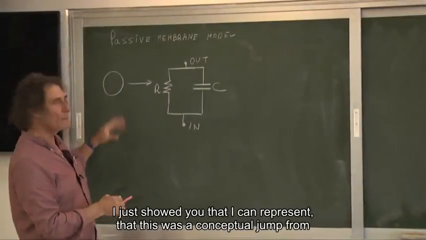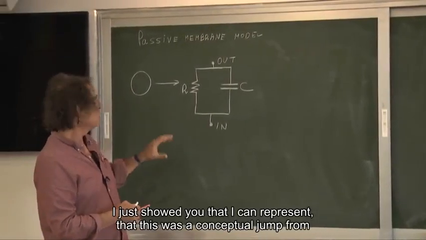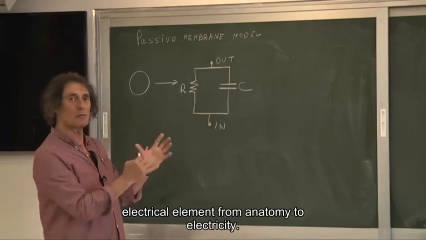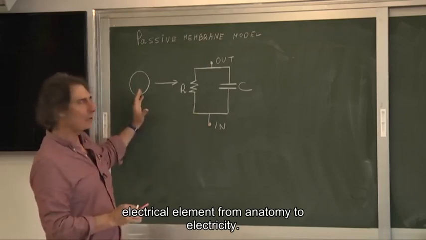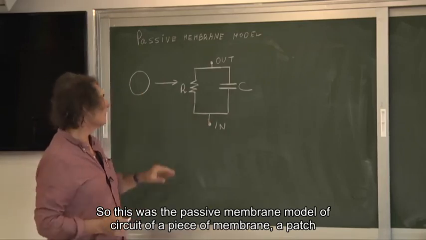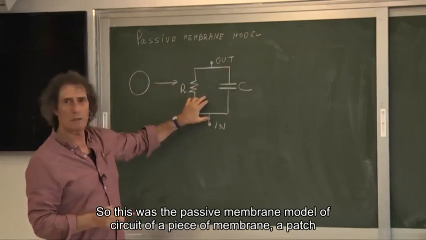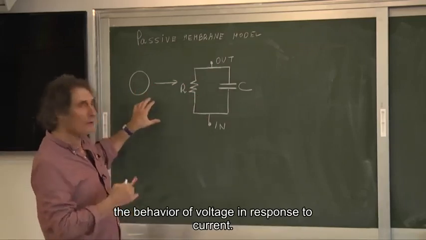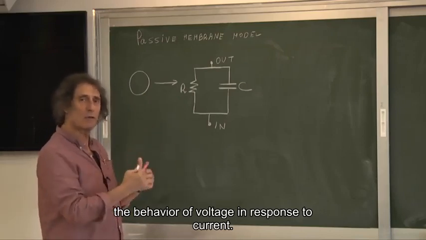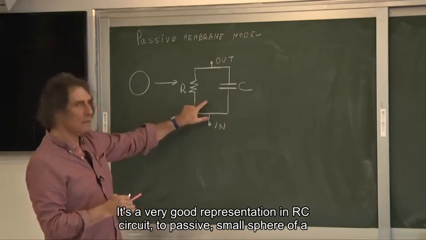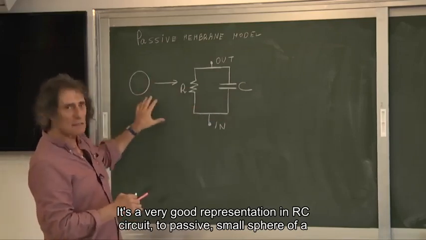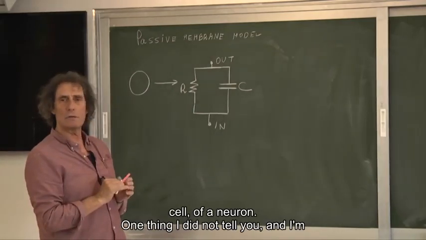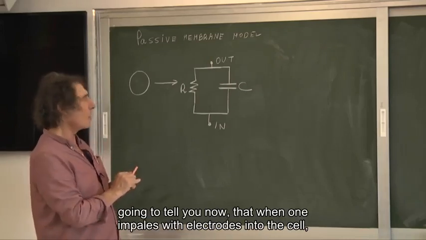I just showed you that I can represent, and this was a conceptual jump from looking at the cell as a geometry, as an anatomy, to think about the cell as an electrical element. From anatomy to electricity. So this was the passive membrane model or circuit of a patch of membrane, and I showed you that it is a very good representation, an RC circuit, just because of the behavior of voltage in response to current, to a passive small sphere of a cell, of a neuron.